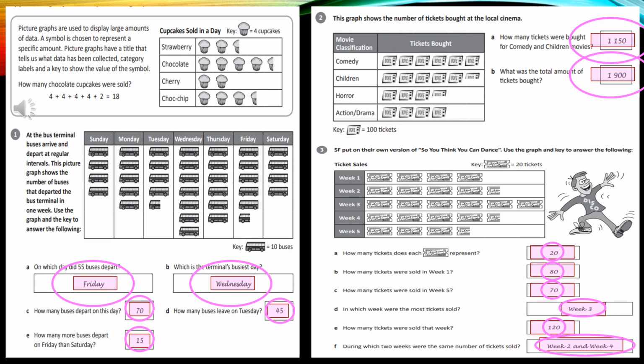The main thing to remember when looking at pictographs is to look at your key. In our first example, the key tells us that one picture of a cupcake is equivalent to 4 cupcakes. So therefore, half a picture is 2 cupcakes. And in our second example, one whole bus is equivalent to 10 buses. So half a bus is 5 buses. Remember that sometimes we're dealing with halves and quarters as well.